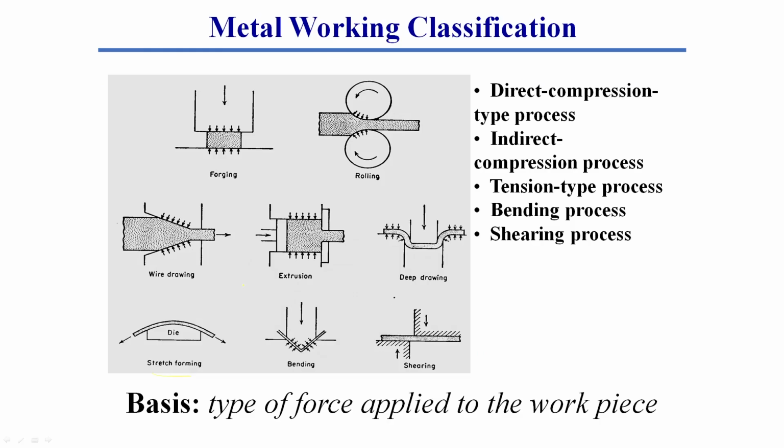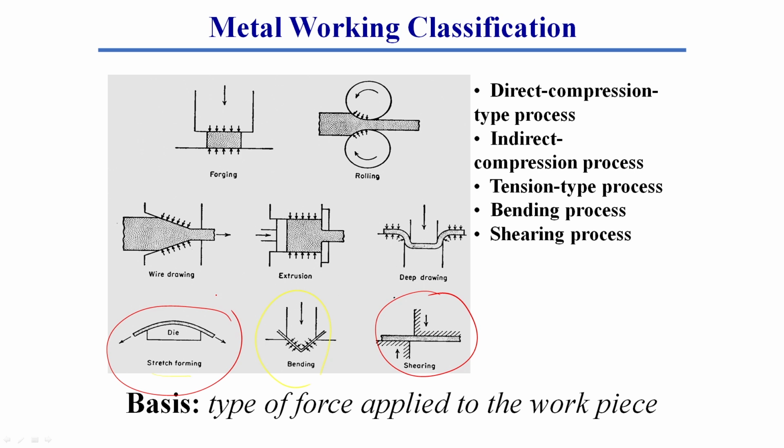So basically there are different operations: direct compression type operations, indirect compression type operations, tensile type operations, bending processes, shearing processes. You can clearly see this is a bending operation, the application of bending stress, and then this is a shearing operation. Deep drawing is also compression, correct, and extrusion is compression. Only tensile force is applied here, in stretch forming. You can take a sheet and stretch it apart, and that can lead to a decrease in the thickness of the sheet, and that is the only tension type process.